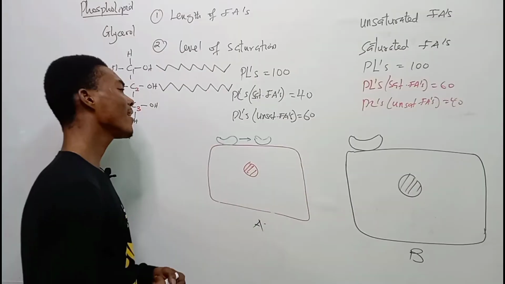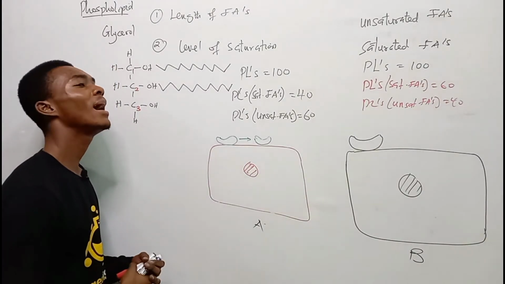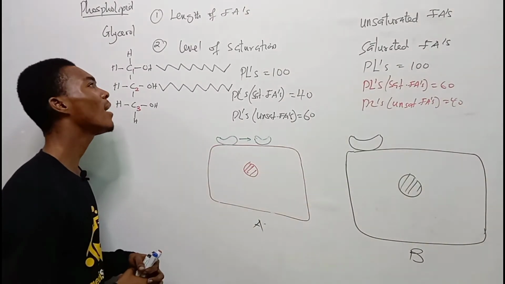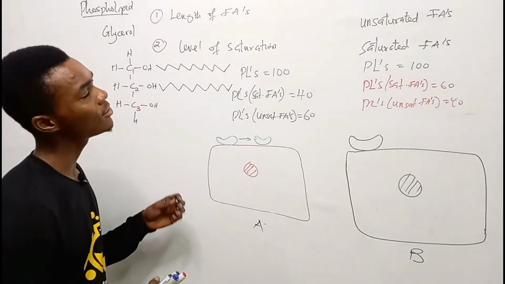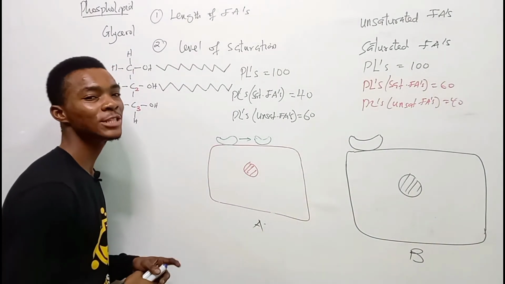So that is that. Guys, we know that the fluidity of the cell membrane is affected by a lot of factors, and now we've come to discover 2 of them. Get to know that these are not the only factors affecting this special fluidity property of the cell membrane.